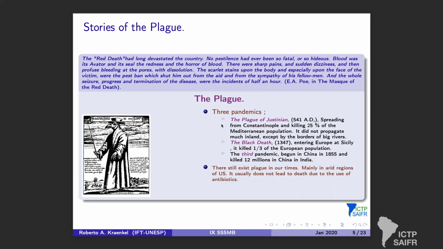And then there's this big third pandemic, which is at the end of the middle and the end of the 19th century, mainly in China and India, and also in Indochina, in Vietnam, and so on. It was very important. It still exists, and it's usually connected to arid regions, like the south of United States.